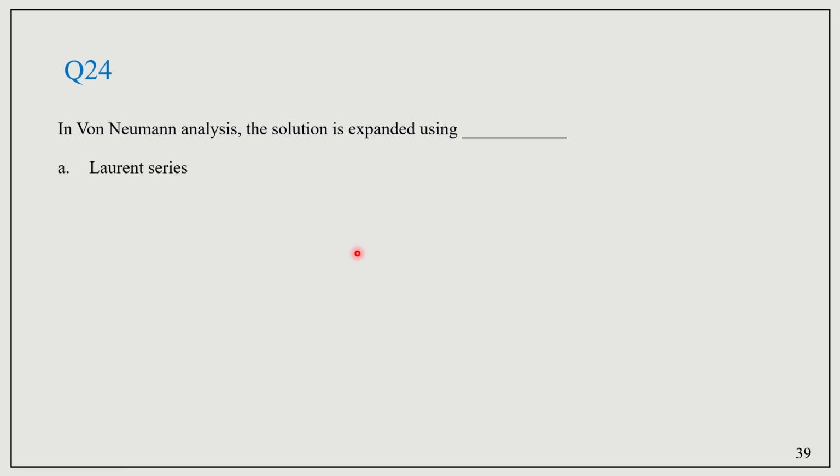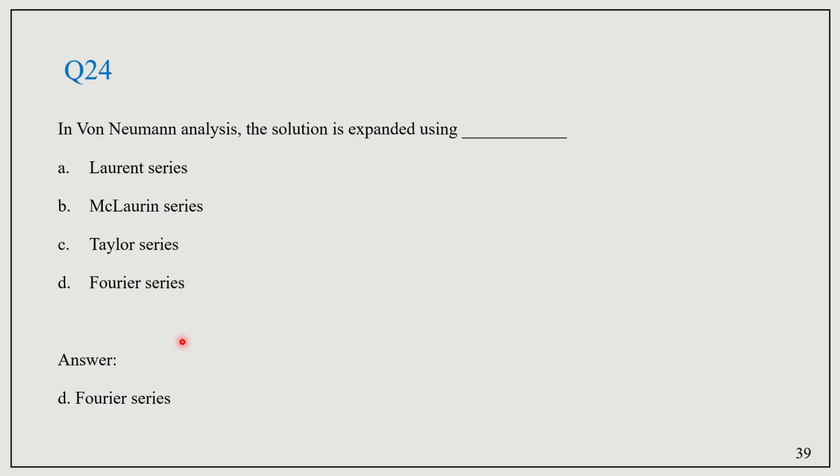Now we'll go to the last question for today's session. In von Neumann analysis, the solution is expanded using dash. Option A Lorentz series, option B Maclaurin series, option C Taylor series, option D Fourier series. When we are using von Neumann stability analysis, how were we expanding the solutions? We were using the Fourier series to get that stability analysis. So the solution is expanded using Fourier series. Option D is the right answer.